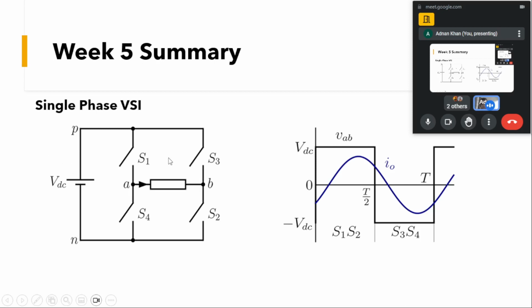Now we want to have the positive voltage across this load VAB. If I turn on S1 and S2, point P will be connected to point A and B will be at N. So the voltage VAB will be equal to VDC. That is what you see here: when S1 and S2 are turned on, VAB will be equal to VDC.